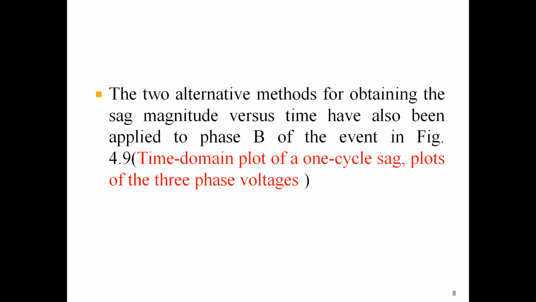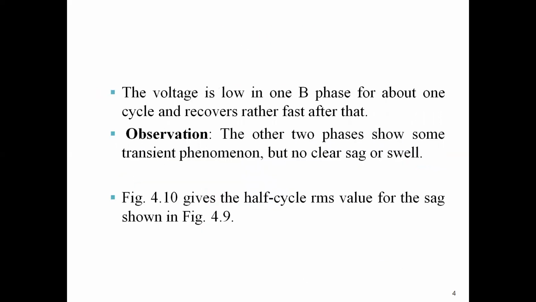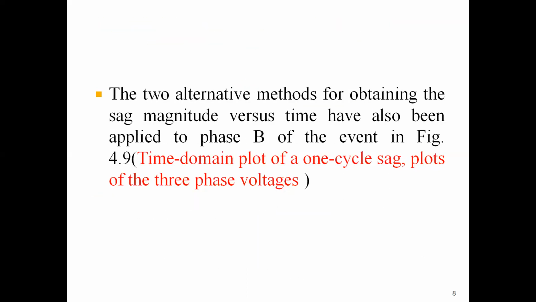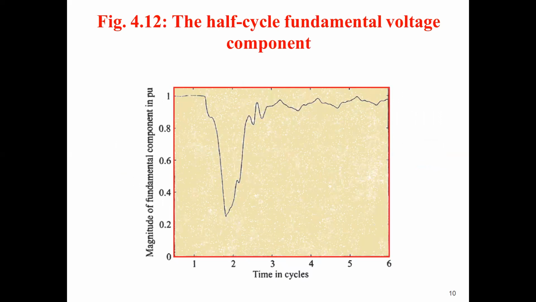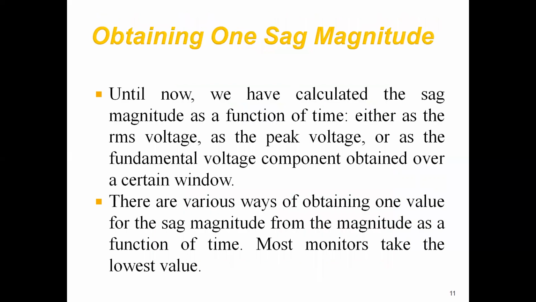The two alternate methods for obtaining the sag magnitude versus time have been applied so far to phase B of the event. So the two voltage waveforms you have seen are from two different methods. This is the voltage sag per unit per cycle. This is the half cycle using the half cycle fundamental component. The mathematical expression you have seen already in previous sessions. So now it's all about obtaining the voltage sag.